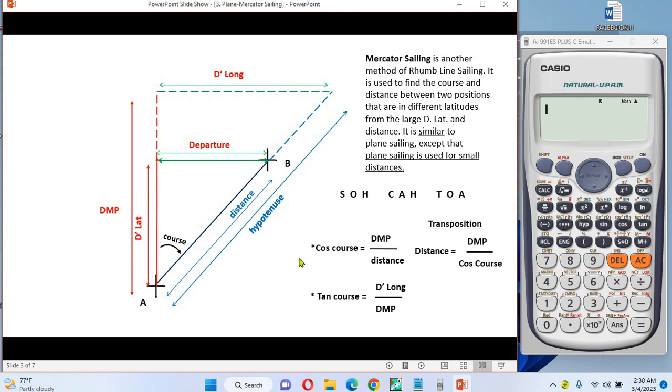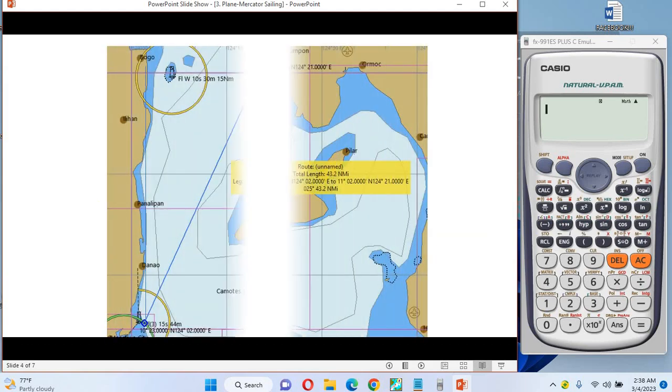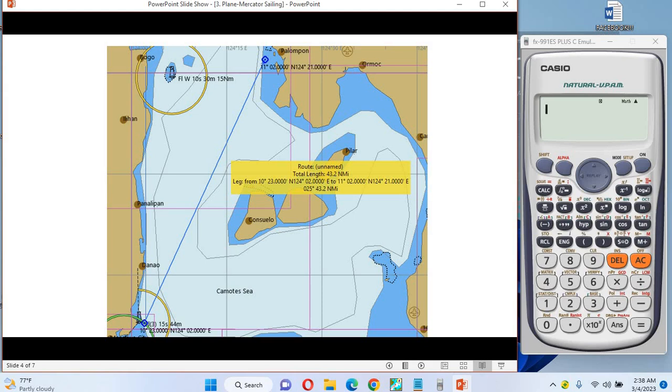Okay, so a formula is not too good if it is not used with an example. So I will try to make an example. Okay, so somewhere from Bagakay Point to Palumpon, Leyte. Okay, so this is point A and this is point B. So if you notice, the answer is already there. The course is 25 degrees and the distance is 43.2 nautical miles.